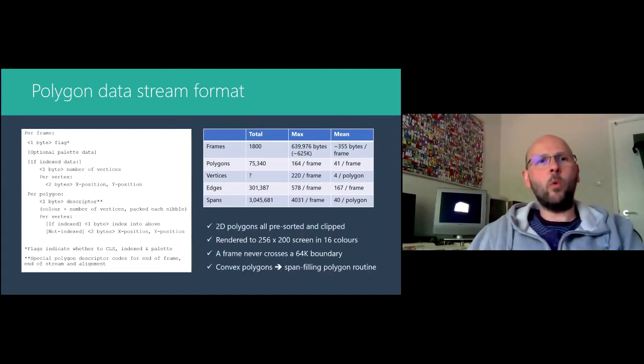The data is quite nicely pre-formatted. Everything's already in 2D. Even though it's a 3D demo, there's no 3D maths to do. It's already pre-sorted and clipped into 2D, and it's rendered at Atari ST resolution, so 256 by 200, 16 colors. And all the polygons are convex. So that means we can use a span filling polygon routine.